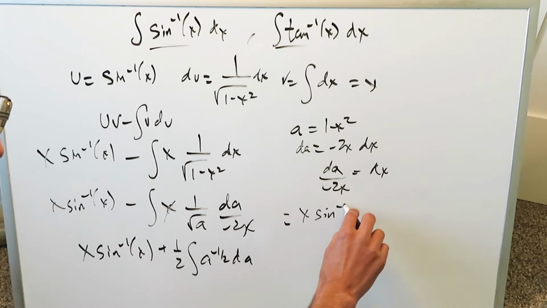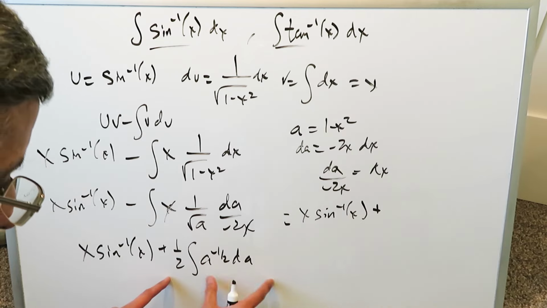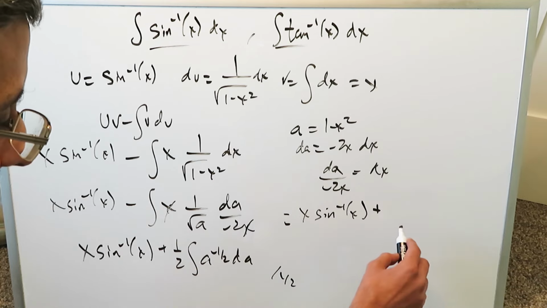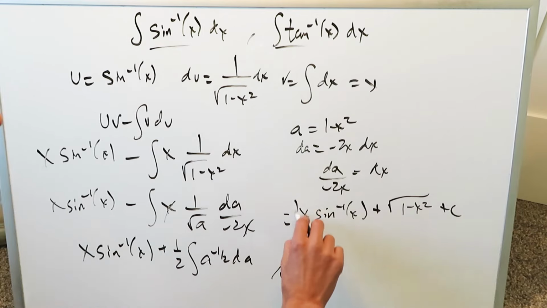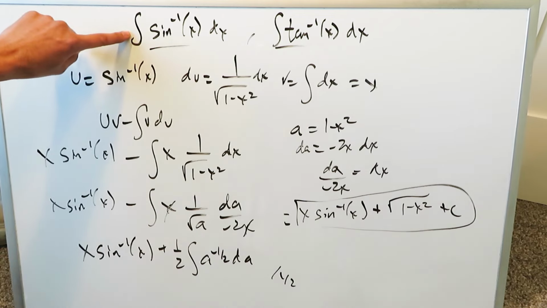x sine minus 1 x plus, this is going to be n plus 1 over n plus 1. You can have a minus 1 over 2 plus 1 divided by minus 1 over 2 plus 1, which is a 1 over 2. That denominator 1 over 2 will flip around and cancel with this. You'll just basically end up having this root 1 minus x squared and then plus c, and this right here will be your antiderivative of the inverse trigonometric function, which is right here, arc sine x.